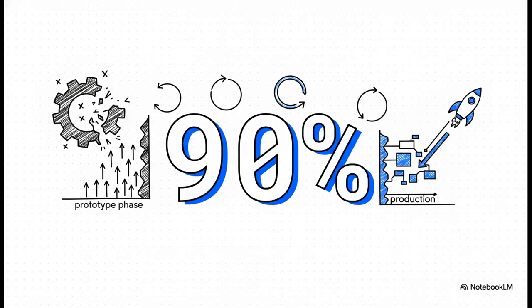90%. Just let that number sink in for a second. 90%. That is the estimated chunk of Retrieval-Augmented Generation, or RAG projects, that literally never make it out of the prototype phase. Like, they look like absolute magic on a Friday afternoon, right? But then they completely break by Monday when they actually hit production.